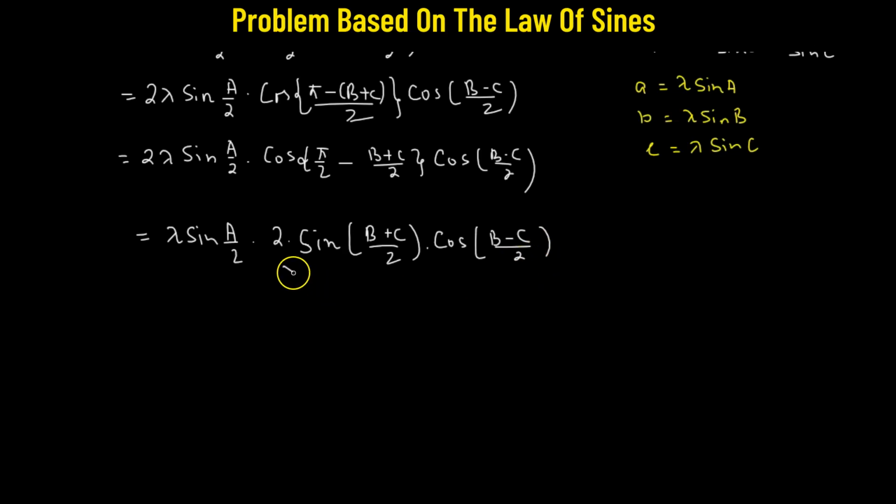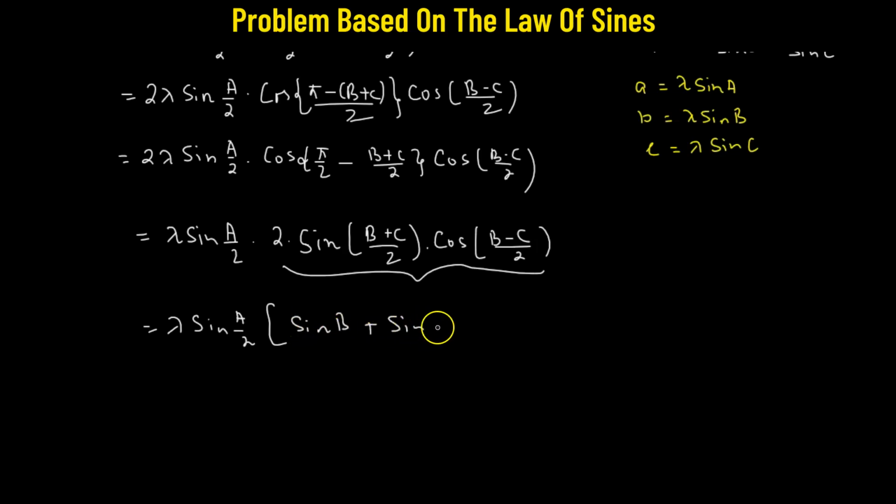So we have sine of (B plus C) divided by 2 multiplied by cosine of (B minus C) over 2. Now we have a standard formula here. So this is equivalent to lambda times sine A over 2 times (sine B plus sine C). Sine B plus sine C equals 2 times sine of (B plus C) over 2 times cosine of (B minus C) over 2.